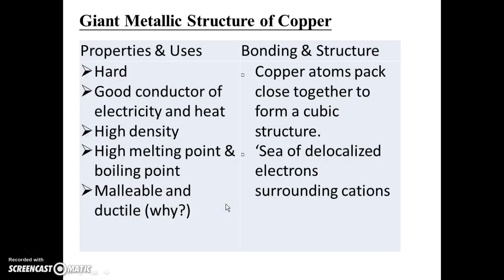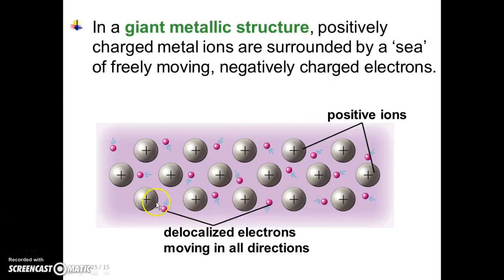So a giant metallic structure is hard, a good conductor of electricity and heat, and has high density, high melting point and boiling point. They are malleable and ductile. I will explain the structure in the next slide. For a metallic structure, all the metals lose their electrons to become delocalized electrons, and the cations have metallic bonds with the electrons. This structure is repeated for all the metals.